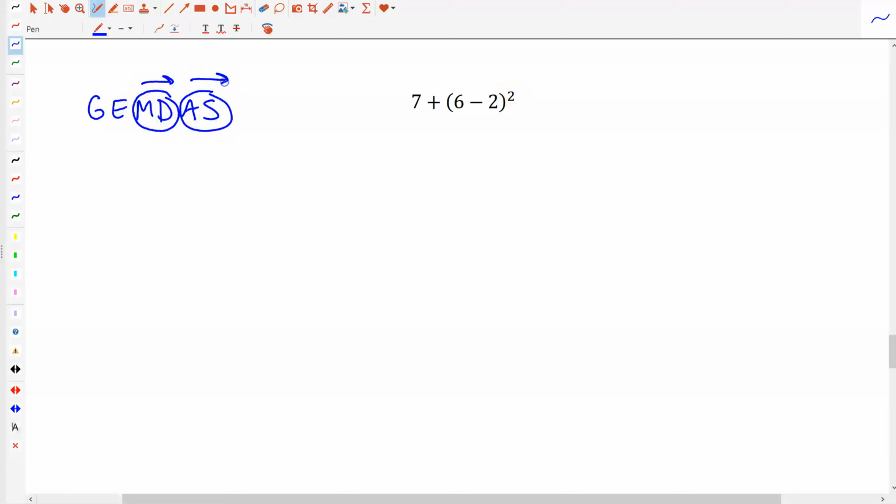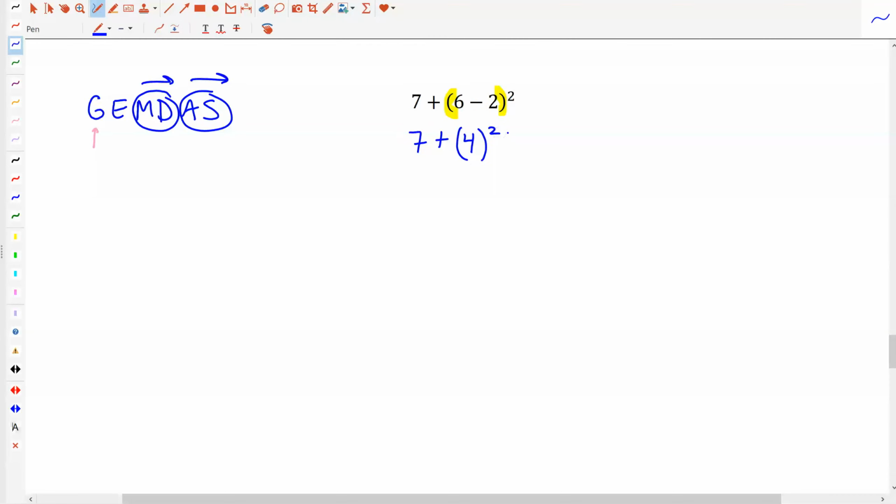All right, so the order of operations says the first thing that I want to look at is my grouping symbols, and on this one I do have grouping symbols. I do have a set of parentheses. It has an operation inside of them. So I would want to simplify this operation inside here. So 6 minus 2 is 4.